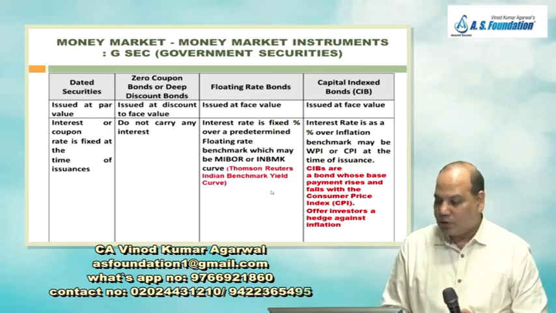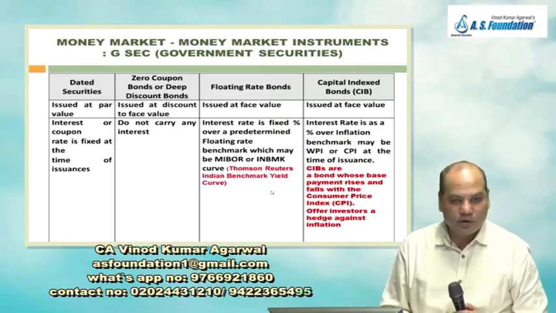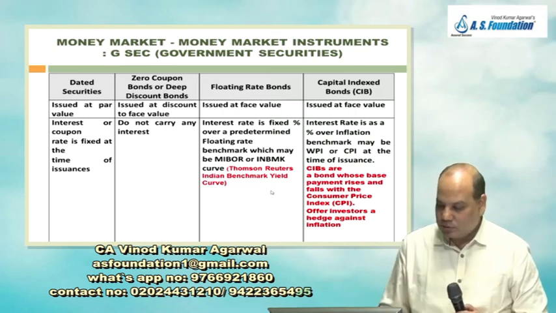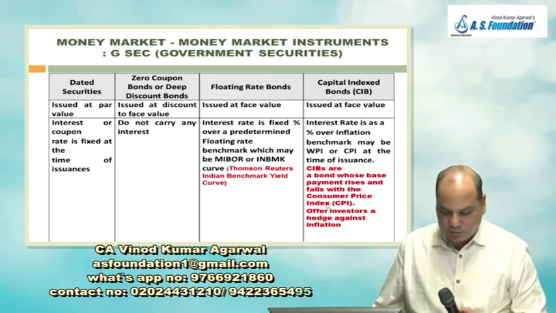The purpose of capital index bond is to protect you from inflation. Maybe WPI. What is WPI? Wholesale price index. Or CPI. What is CPI? Consumer price index at the time of issuance. One more line right from my side also.